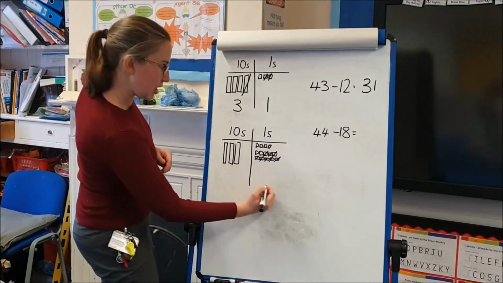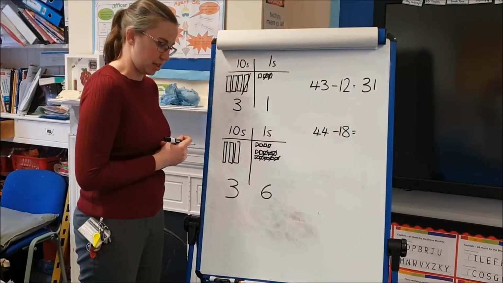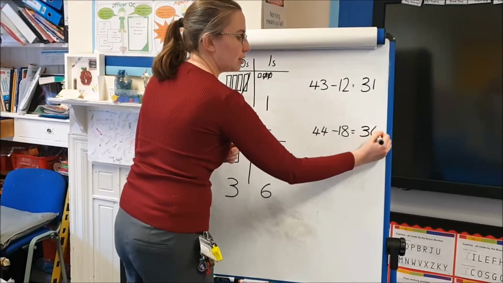and I will be left with 6 in my 1s column and 3 in my 10s column, which will get me the answer I need.